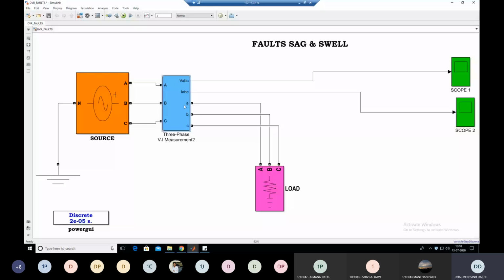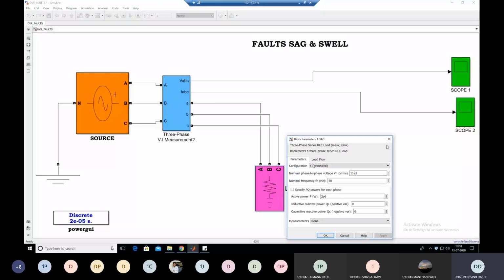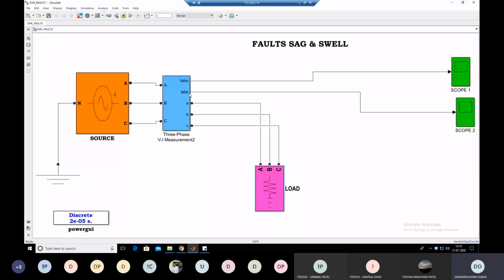Here you can see that we have a three-phase load. And here we measure the three-phase voltage VABC by using scope 1 and the three-phase current IABC using scope 2. So how to create the sag and swell for over voltage and under voltage in a three-phase system. Then after, we understand how to remove the sag and swell by using the DVR.